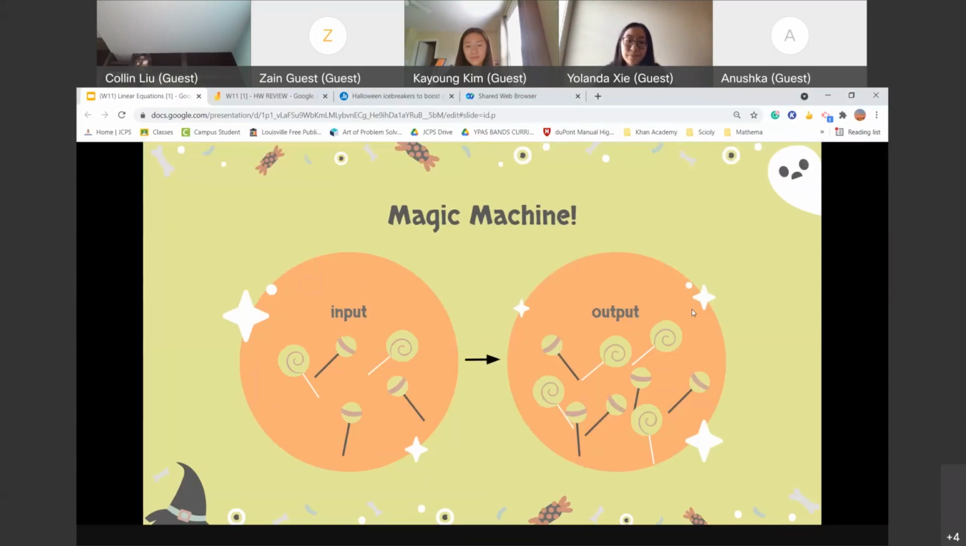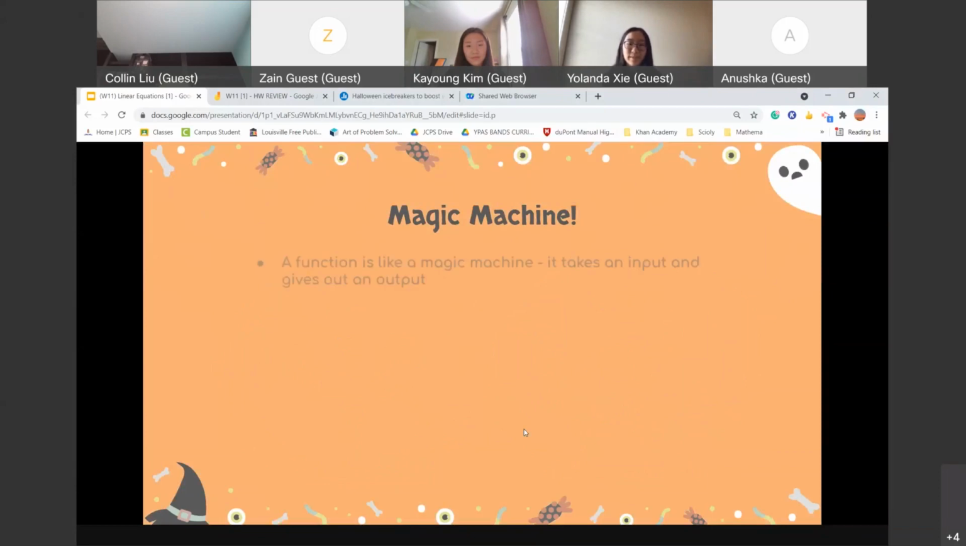Just as a review, we put 5 lollipops as our input into the machine. We got back an output of 9 lollipops. All right, so that's a good deal. I would love to have a machine like that. And a function is just like a magic machine. So it will take an input and give you back an output.